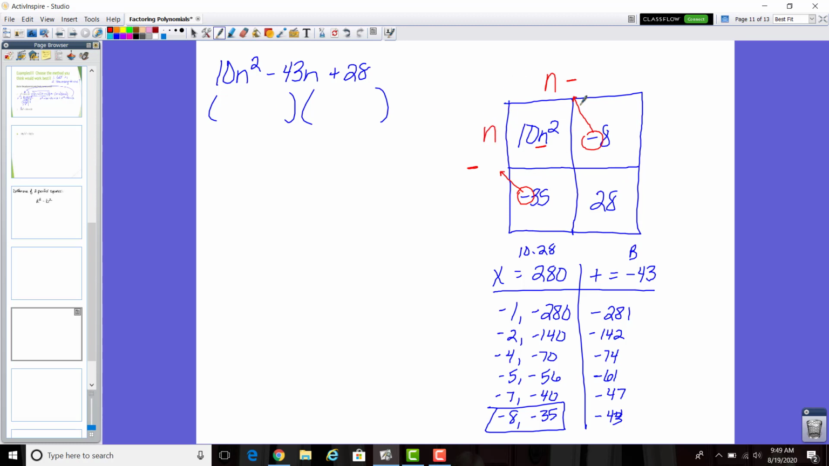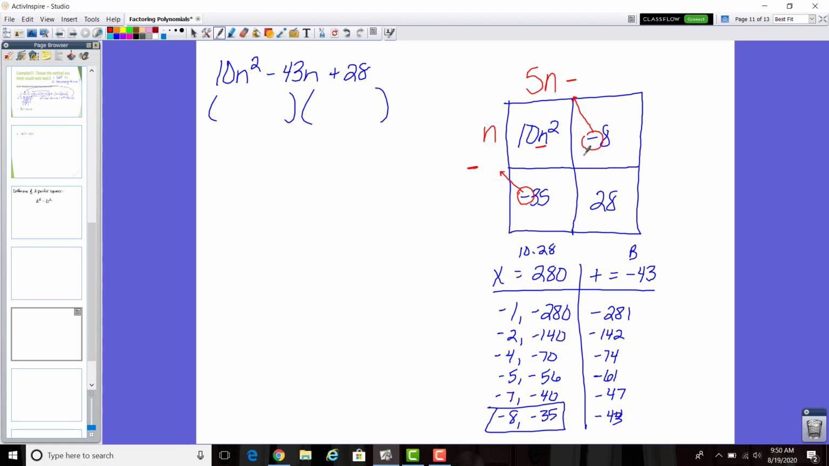Now I can just worry about the greatest common factor of the numbers in the columns and the rows. For some reason, I always start with this column. You can start wherever as long as you put them in the correct spot. So columns go up and down, so my answers are going to go up at the top. Greatest common factor of 10 and 35. Well, 10 has factors of 1, 2, 5, and 10. 35 can divide by 1 and 5. That's it. So 5 is the greatest common factor.